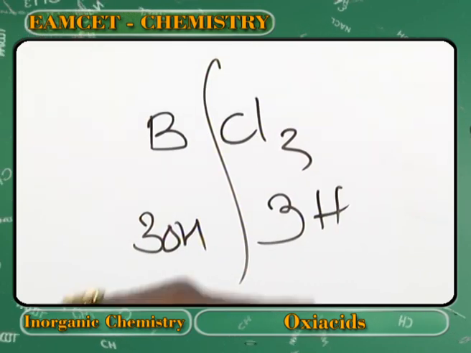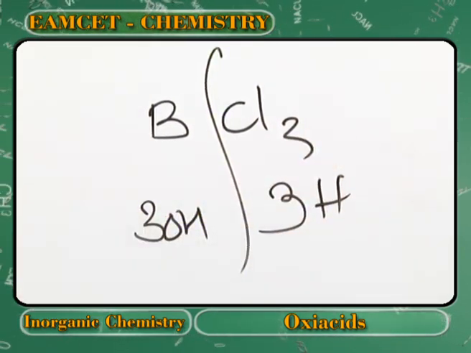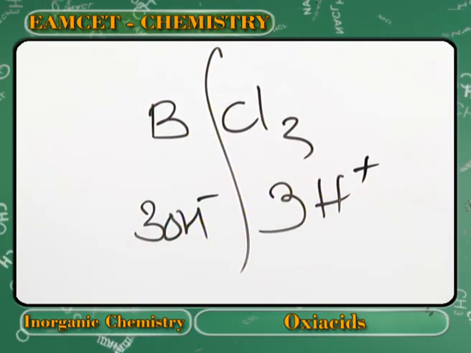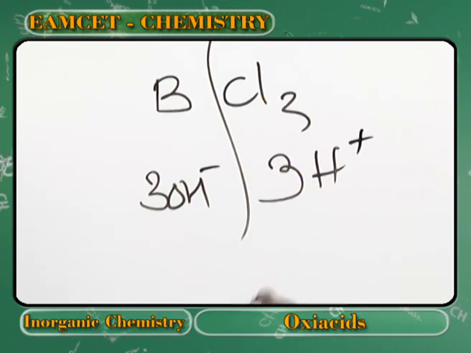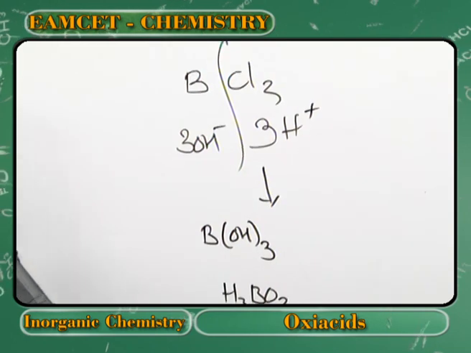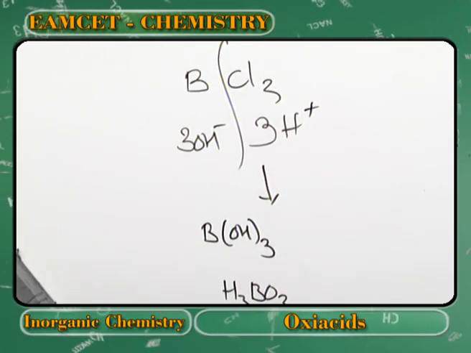I would as well want to write H plus here, but that's a waste of time. H plus, OH minus. So, 3 H plus, 3 OH minus. You will end up getting B(OH) thrice. It is none other than boric acid, H3BO3. So, how are oxyacids prepared? By the hydrolysis of halides, BCl3.